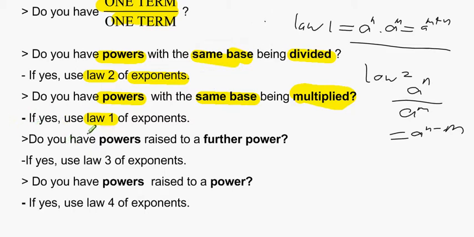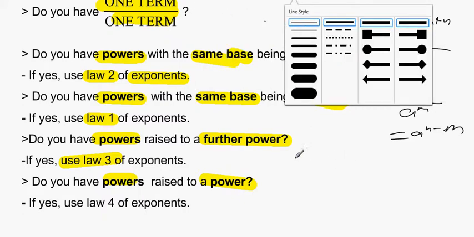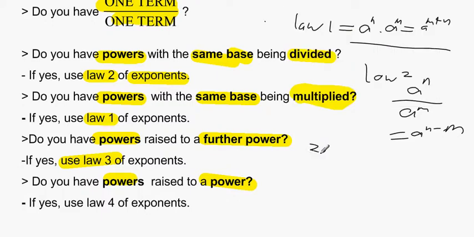The next thing that we need to ask ourselves is, do we have powers that are raised to a further power? If yes, we need to use law 3 of exponents. And then, lastly, do we have powers raised to another power? And if yes, use law 4. Let me just reiterate some of those terms quickly. Do we have powers raised to a further power, like 3 squared, being raised again to 2, for example? That can tie into law 4 also. So 3 to the power of 2 times 2.